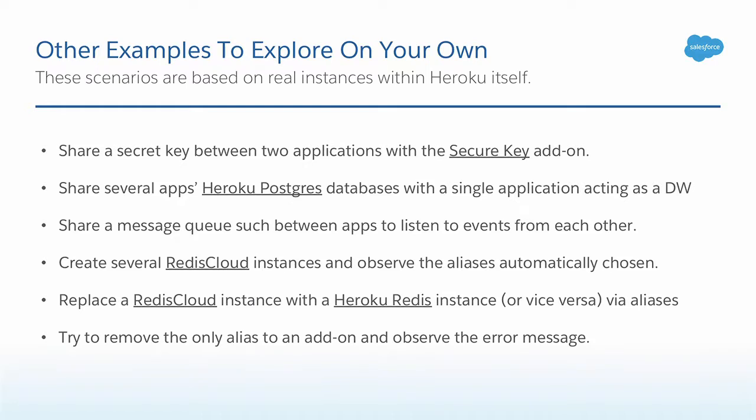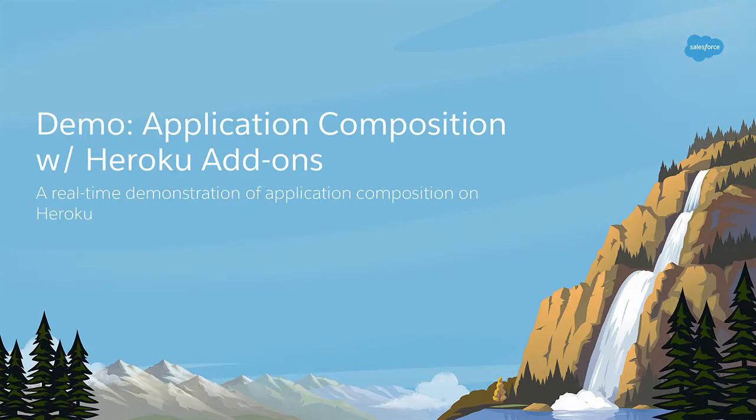There'll be some links on this slide, so please follow up in the future and do some cool things, like share a message queue between applications, or replace a Redis Cloud instance with a Heroku Redis instance, or vice versa, via aliases. It really doesn't matter where you swap out the backend services if you're focused on your aliases and your config vars. So let's take a look at some add-ons in action with a demo.